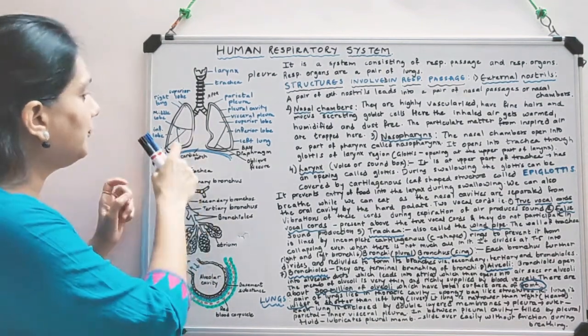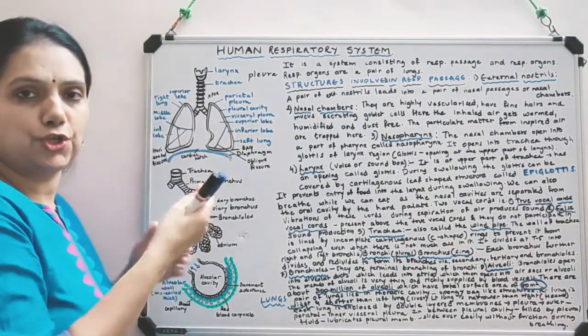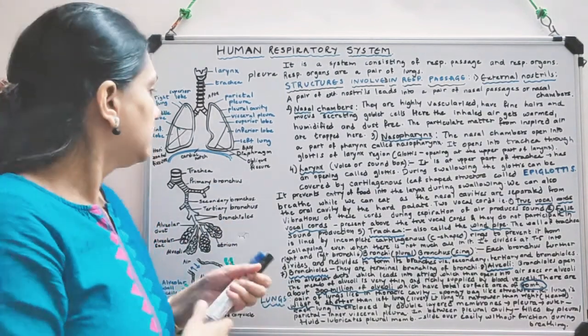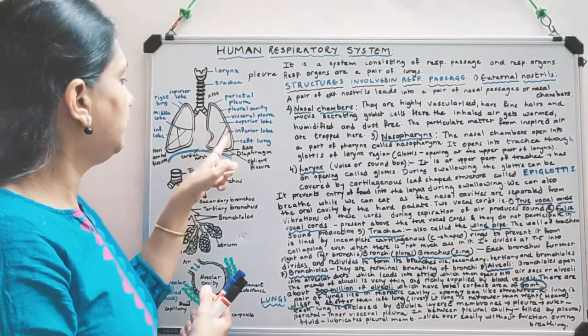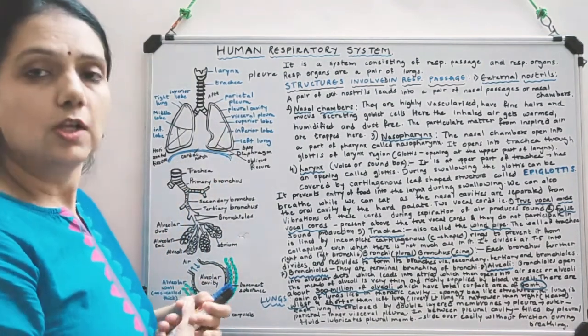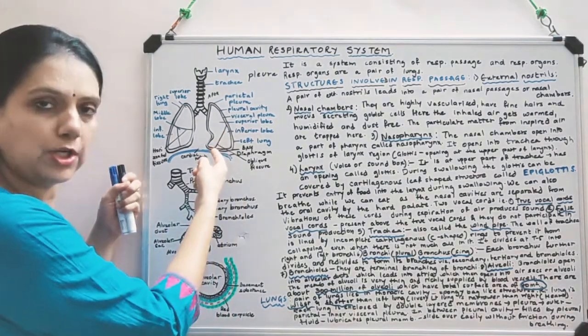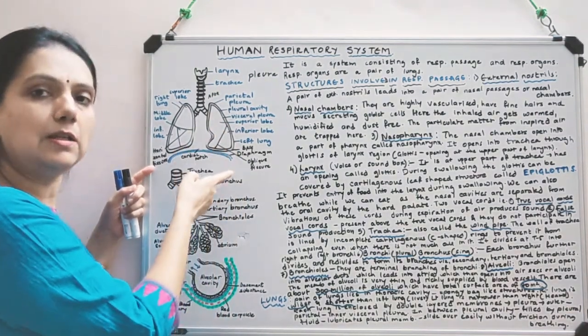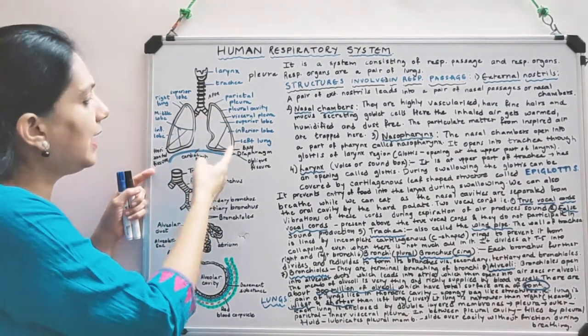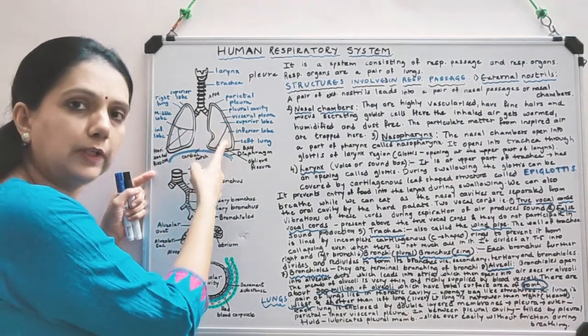Now the left lung, it has one fissure. Fissure means you can see it is a kind of groove. So there is one fissure which is appearing oblique. So this is called the oblique fissure, and it divides the lung into two parts. This is the superior lobe of the lung and this is the inferior lobe of the lung.